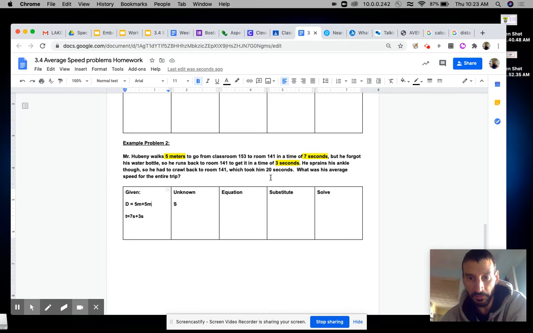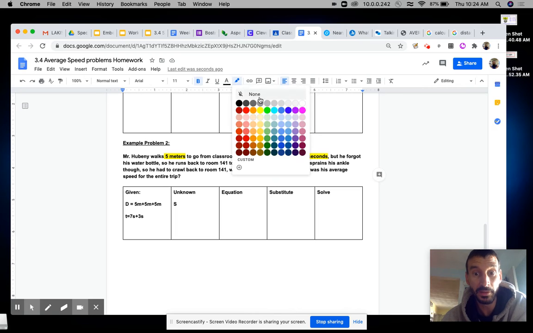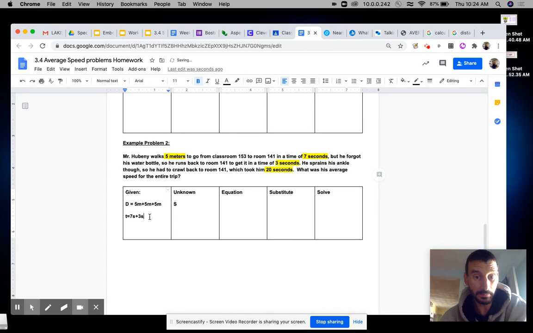Now check this out. I'm not done yet. I have to go back to the other room, but I sprained my ankle. So I twist my ankle and I have to crawl back to the room. So now I have to go another 5 meters to get back to the other class, but I'm crawling, so it takes an additional 20 seconds. So I'm going to add that.